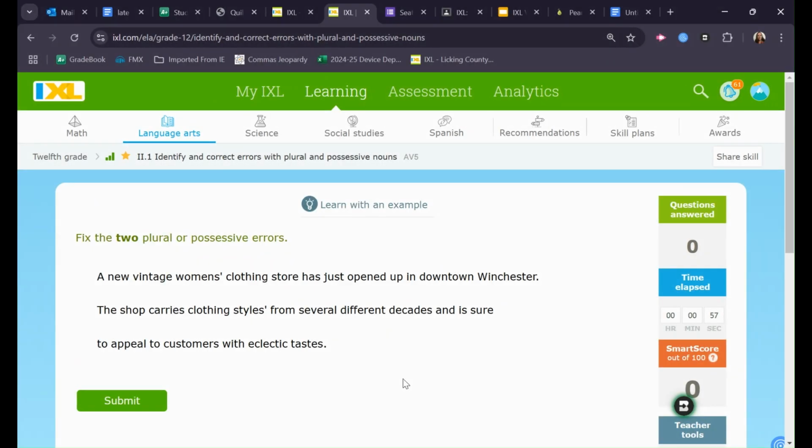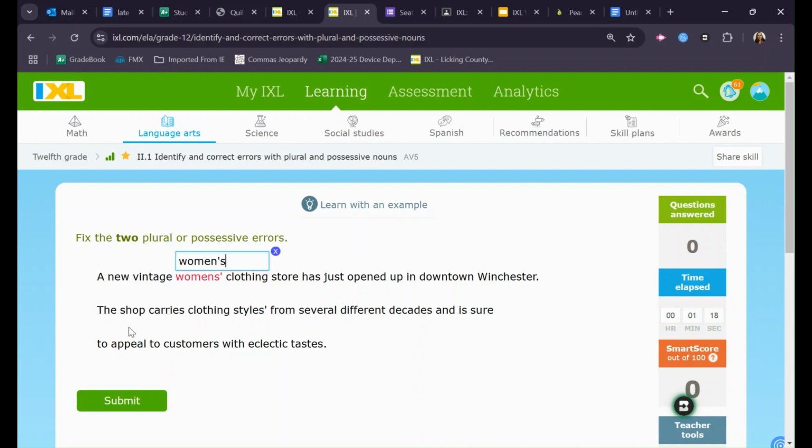Fix the two plural or possessive errors. A new vintage women's clothing store has just opened up in downtown Winchester. Well, I see the word women. Is it plural? Yes, it is. But it's not a plural word that ends in S. Is it possessive? Yes, it is. The women have the clothing store. So this is a case where I need to have just plain old apostrophe S.